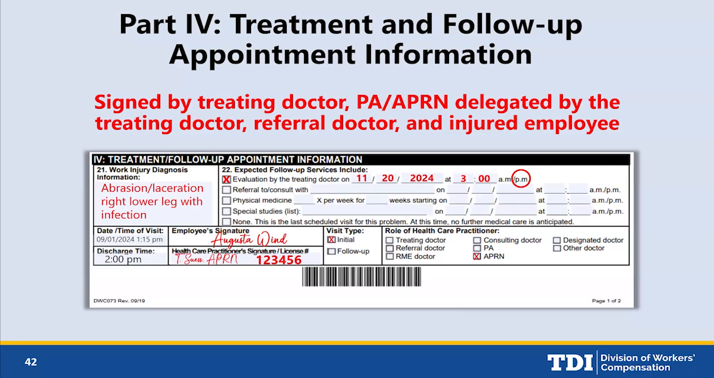that injured employee. And then, of course, the signatures are important to have there so that everybody knows who is filling out this form and what role that they are playing. In this case, this is an advanced practice registered nurse that's going to complete and fill out this form. Again, if they're properly designated by the treating doctor, they can fill out this form, no problem.